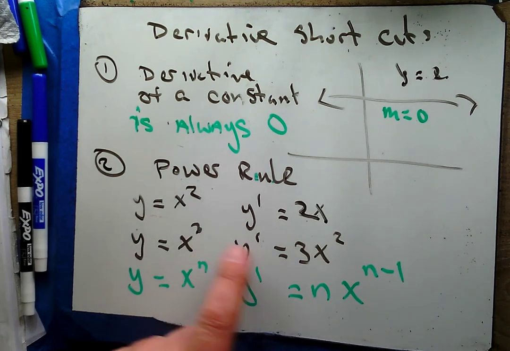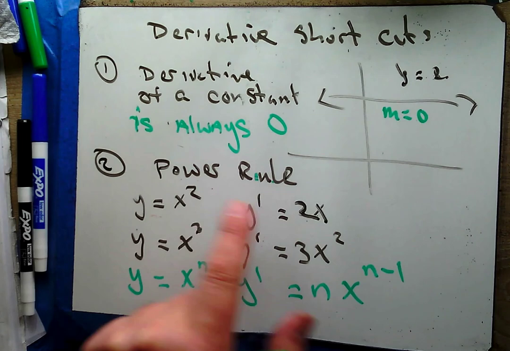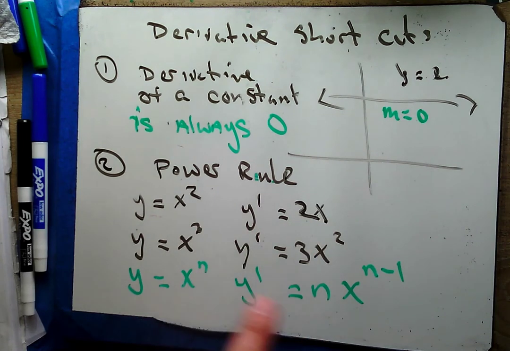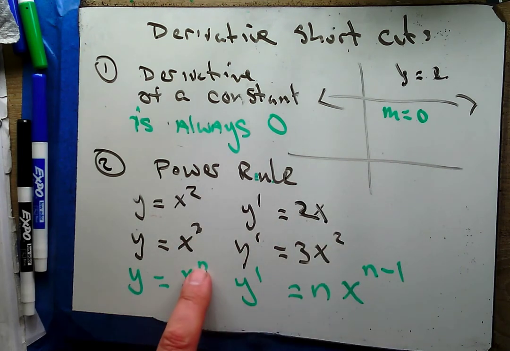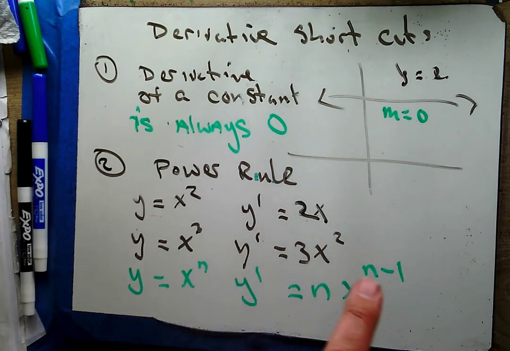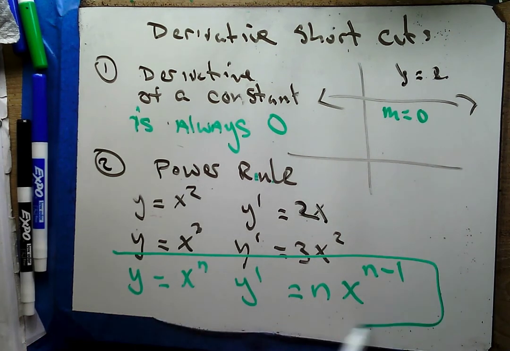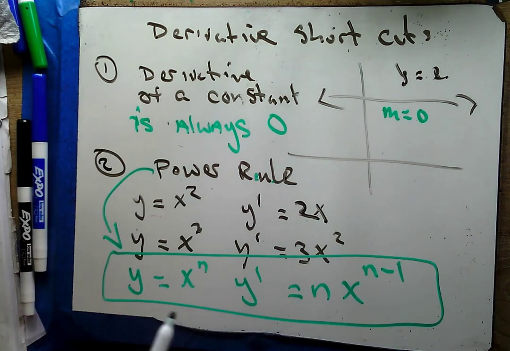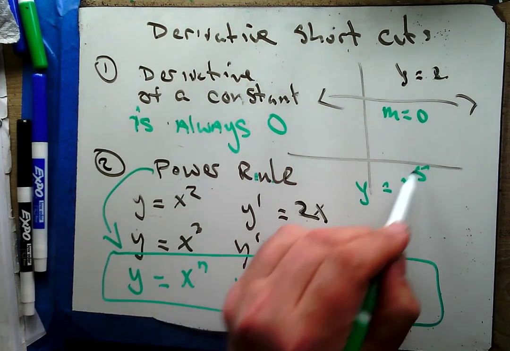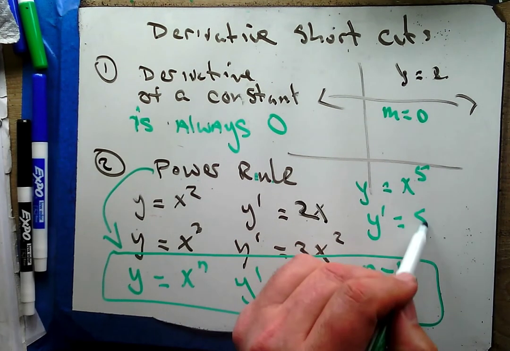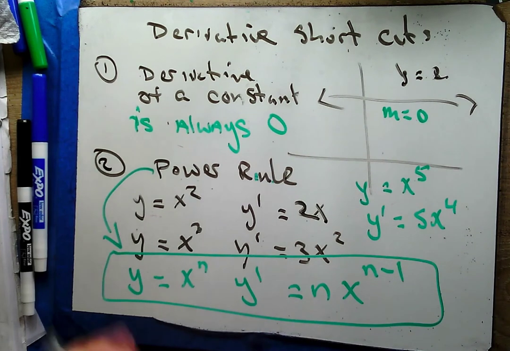I bring the power down in front. And then what happens to the power? 2 became 1, 3 became 2. This has to become 1 less. So that's our rule for power. If I have y equals x to the fifth, then I know that y prime is 5x to the fourth. It's that simple.